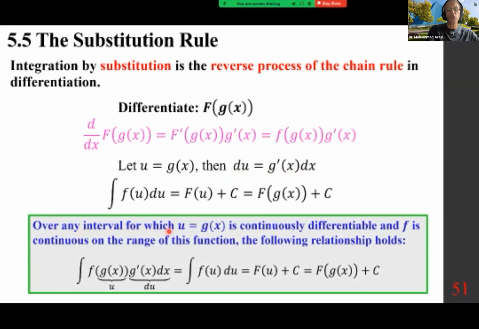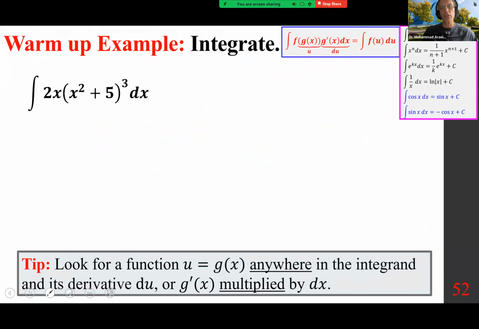Over any interval for which u equals g of x is continuously differentiable, and f is continuous on the range of this function, the following relationship holds. The integral of f of g of x, g prime of x dx. G of x is a choice of u, g prime times dx is du. It's the integral of f of u du, capital F of u plus c, or capital F of g of x plus c. That's the synopsis of the substitution and what it stands for.